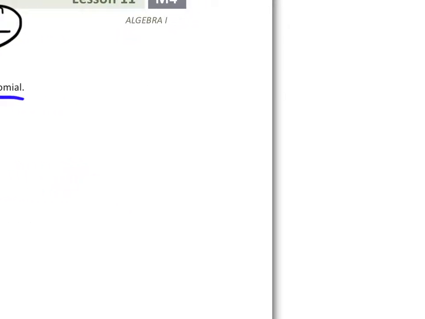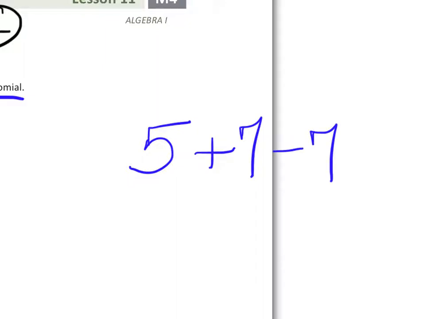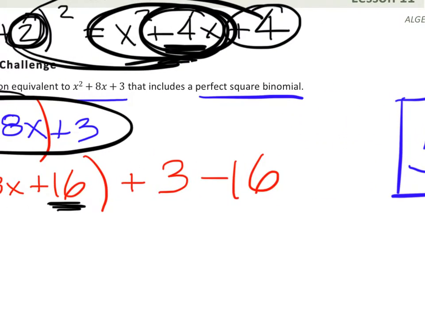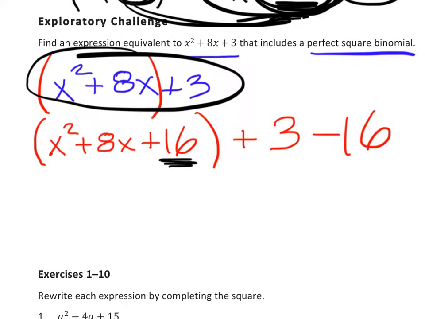What if I started off with a 5 and I added 7 to it? Do I have a 5 now? What do I have? 12. If I take 7 away, am I back at 5? If I add 7 and take away 7, am I still going to be at 5? Yes, so that's what we're doing over here. If I add 16 and then subtract 16, I'm still going to be at this same value of expression.